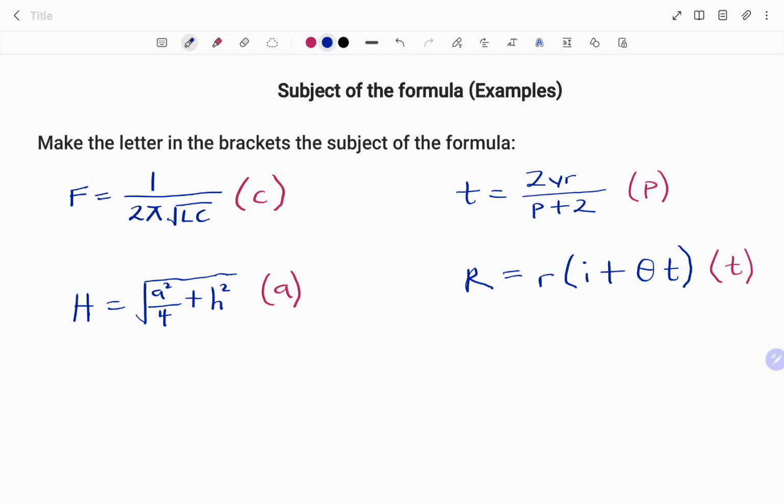Today we're going to learn how to find the subject of the formula as shown in the examples below.